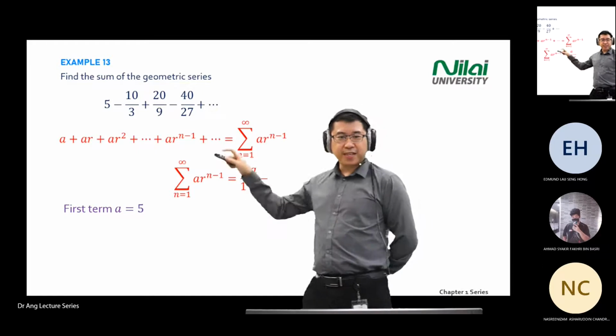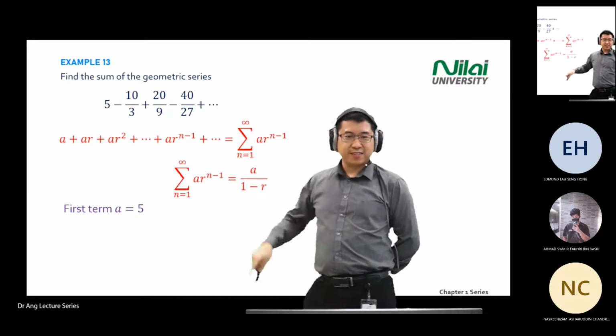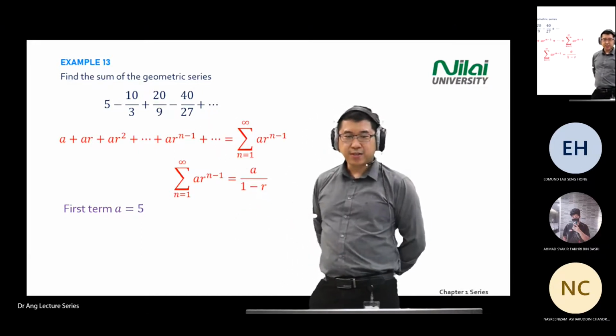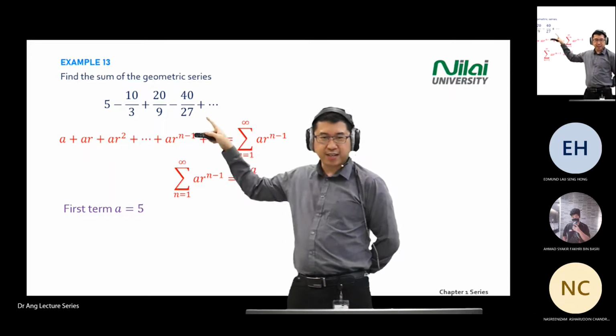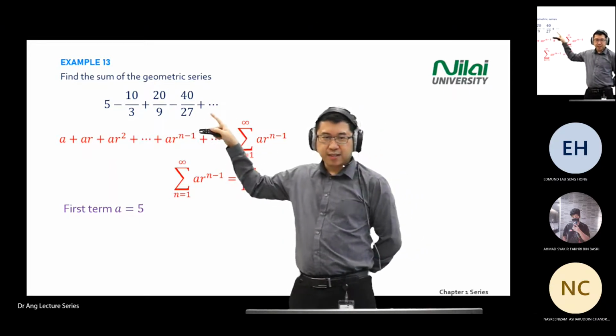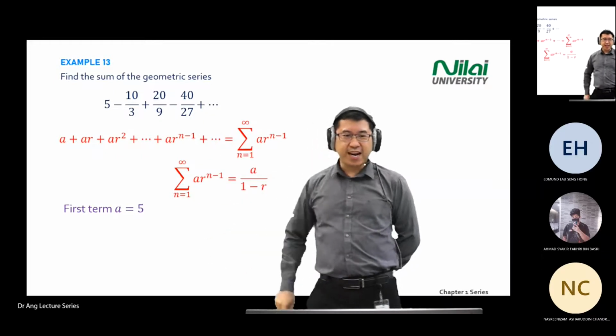What is the second term in this question? No. What's your question? What's your answer? I cannot hear you clearly. Negative 10 over 3. Correct.